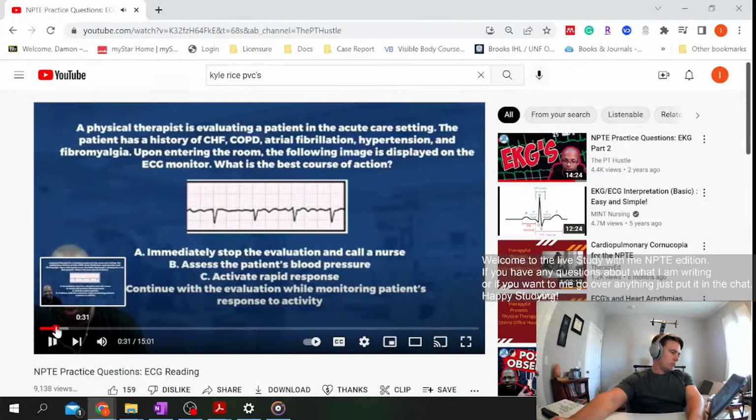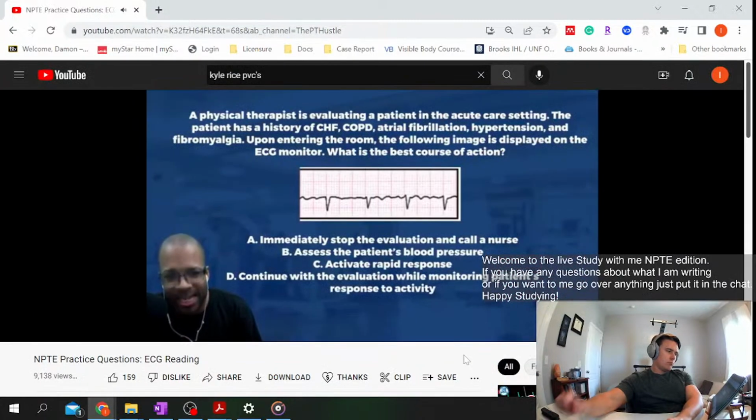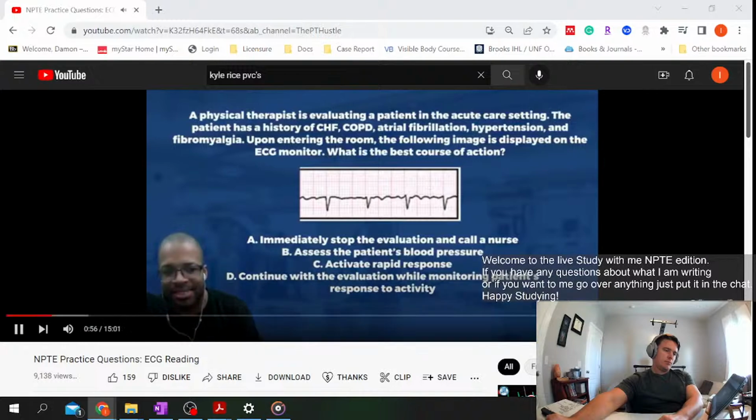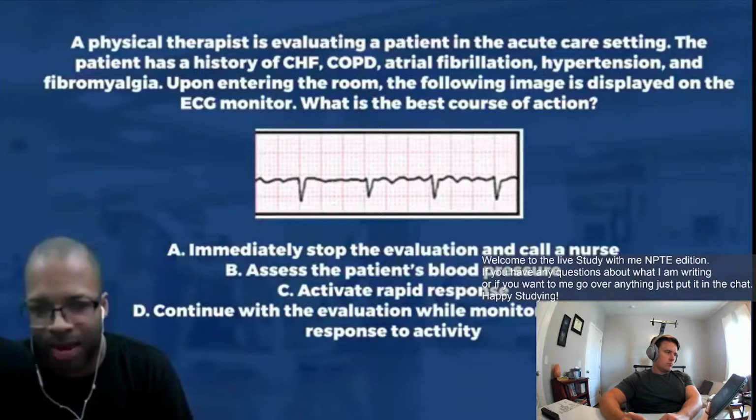Entering the room, evaluating a patient in the acute care setting. The patient has a history of CHF, COPD, atrial fibrillation, hypertension, and fibromyalgia. Upon entering the room, the following image is displayed on the ECG monitor. What is the best course of action? A, immediately stop the evaluation and call the nurse. B, assess the patient's blood pressure. C, activate the rapid response. And D, continue with the evaluation while monitoring the patient's response to activity.